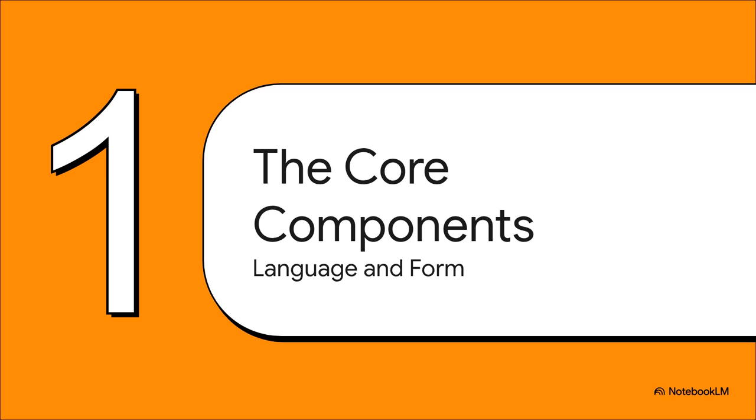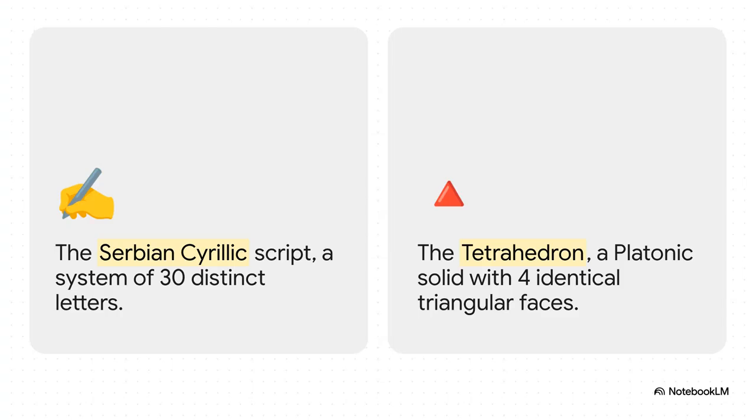And at first glance, you're going to think these two things have absolutely nothing to do with each other. So, on one side, you've got the Serbian Cyrillic alphabet. That's a set of 30 distinct letters. Simple enough. And on the other side, we have the tetrahedron. Now, if you're not a geometry buff, don't worry. It's basically the simplest 3D shape you can make. Think of a pyramid, but with a triangle for a base. 4 identical triangular faces, that's it.